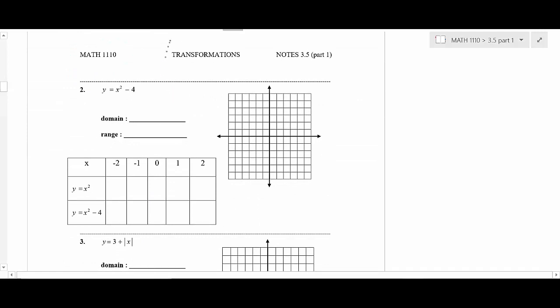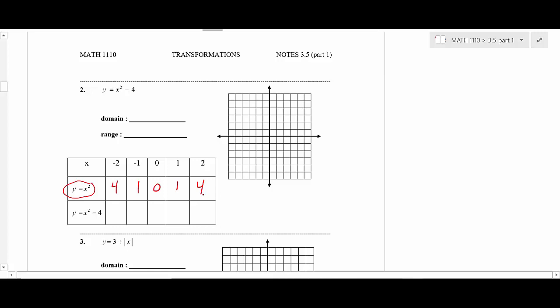Okay, so on this one, what we have is y equals x squared minus 4. So the elementary function is this part. The transformation is the minus 4. Just square these numbers. You want to do this in your head. That's 4, 1, 0, 1, 4. I'm squaring the x values. You're working with a squaring function.